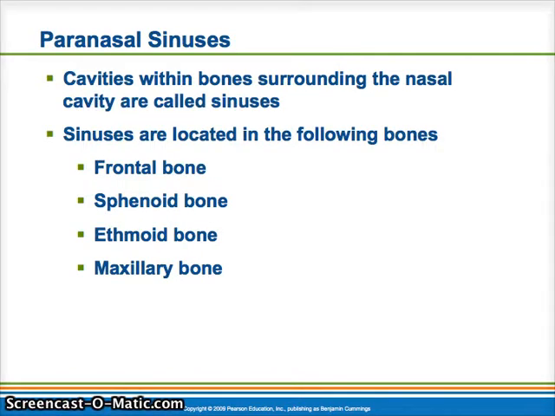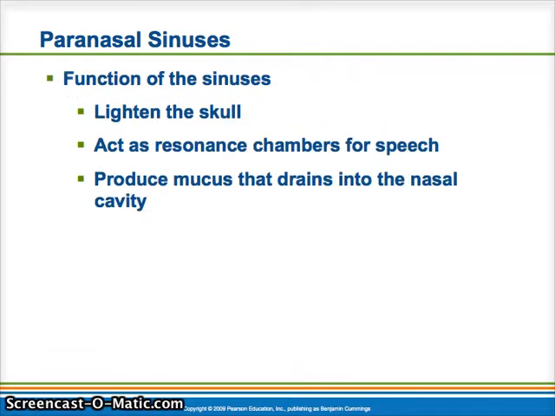Also in here we have what are called the paranasal sinuses. Paranasal sinuses basically just surround the nasal cavity. There are the frontal, the sphenoid, the ethmoid, and the maxillary sinuses, which are located in the bone. They help to lighten the skull. They also help with speech pronunciation, and they also provide mucus to then drain into the nasal cavity.